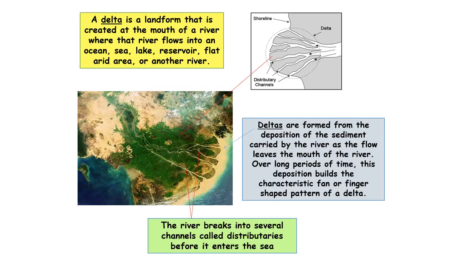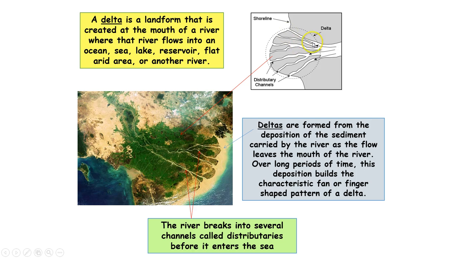A delta is related to an estuary, but it's a landform that is created at the mouth of a river where that river flows into an ocean, sea, lake, reservoir, flat, arid area, or another river. Deltas are formed from the deposition of the sediment carried by the rivers as the flow leaves the mouth of the river. Over long periods of time, this deposition builds the characteristic fan or finger-shaped pattern of a delta. So this top image explains this really well.